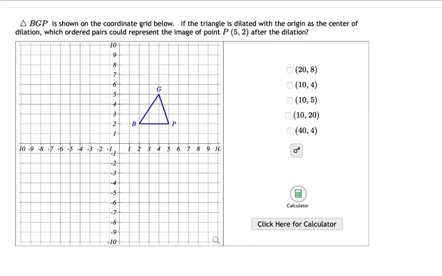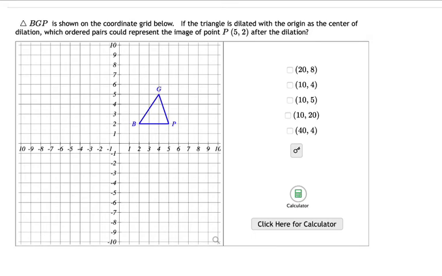In this problem, we have triangle BGP that is plotted on the grid below. It says if the triangle is dilated with the origin as the center of dilation, which ordered pairs could represent the image of point P (5, 2) after the dilation?